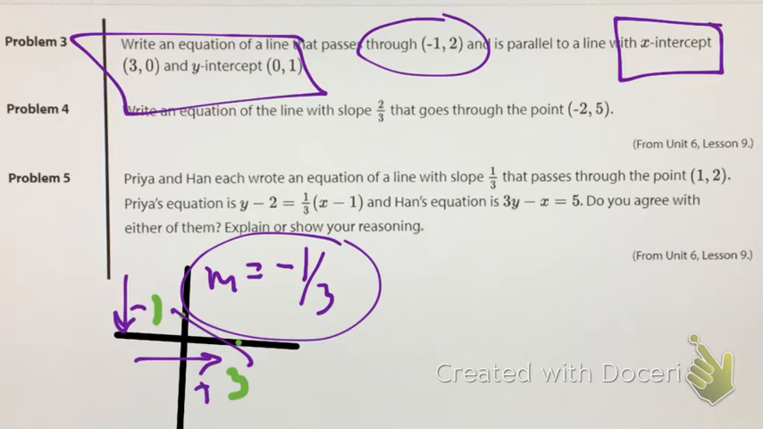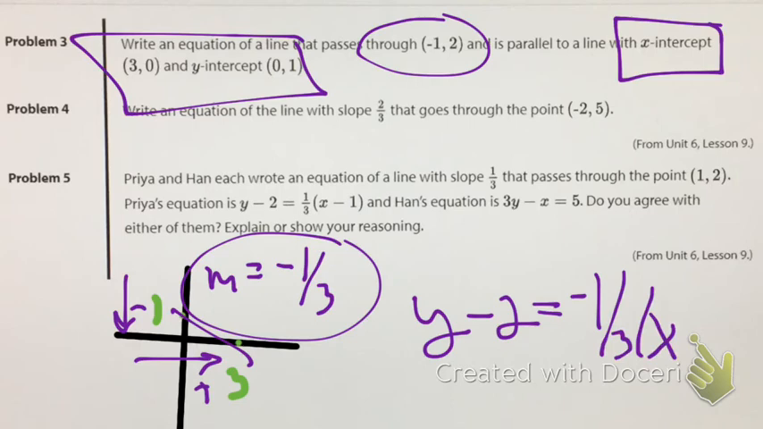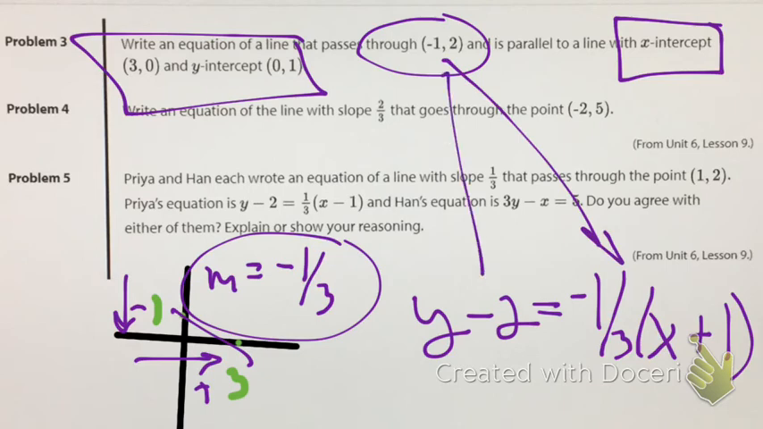So let's see. That's my intercepts. There's my point, negative 1, 2. I'm just going to write the equation. Y minus 2 equals negative 1/3 x plus 1. That's where I'm getting my point. I'm using it in here for x and y. There's my h and k. That's the problem.